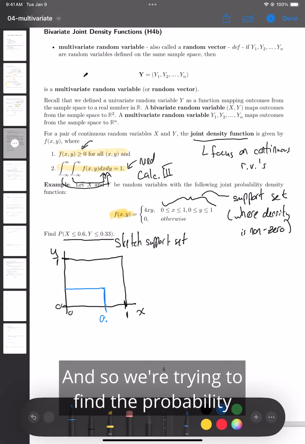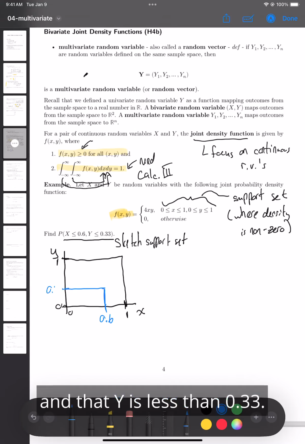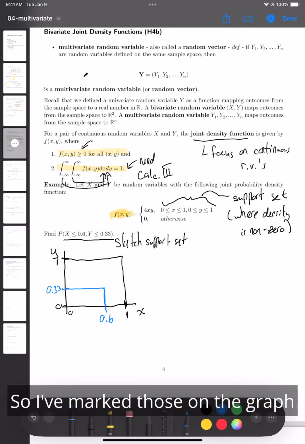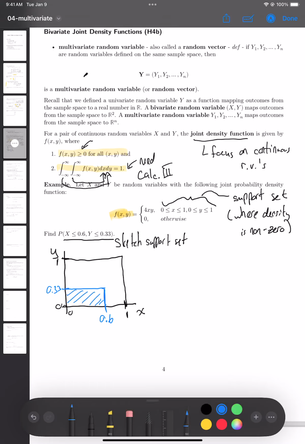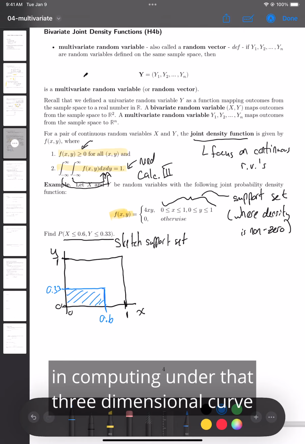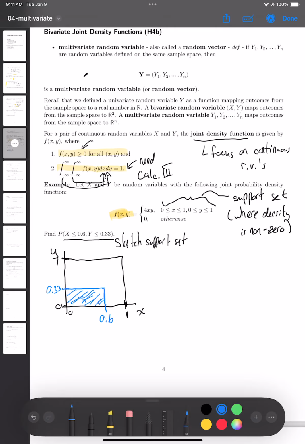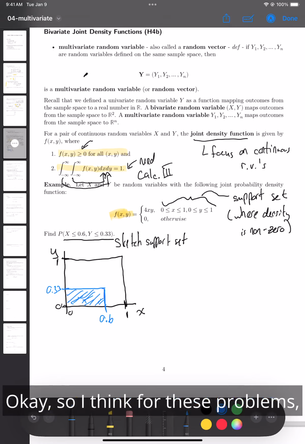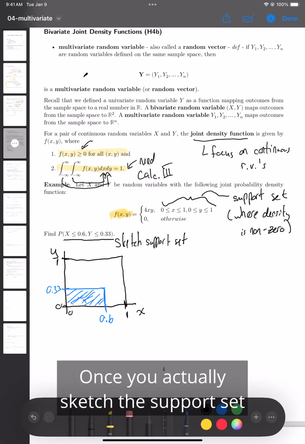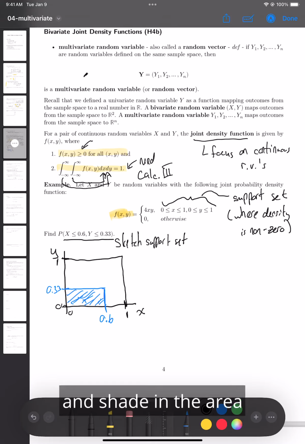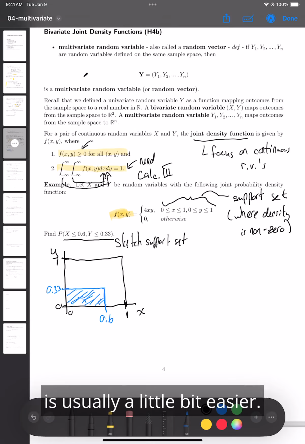And so we're trying to find the probability that x is less than 0.6 and that y is less than 0.33. So I've marked those on the graph, and the area that we're really interested in computing under that 3-dimensional curve is the area that I've just shaded. Okay, so I think for these problems, usually that's the hardest part. Once you actually sketch the support set and shade in the area that you are trying to integrate over, setting up the integral is usually a little bit easier.